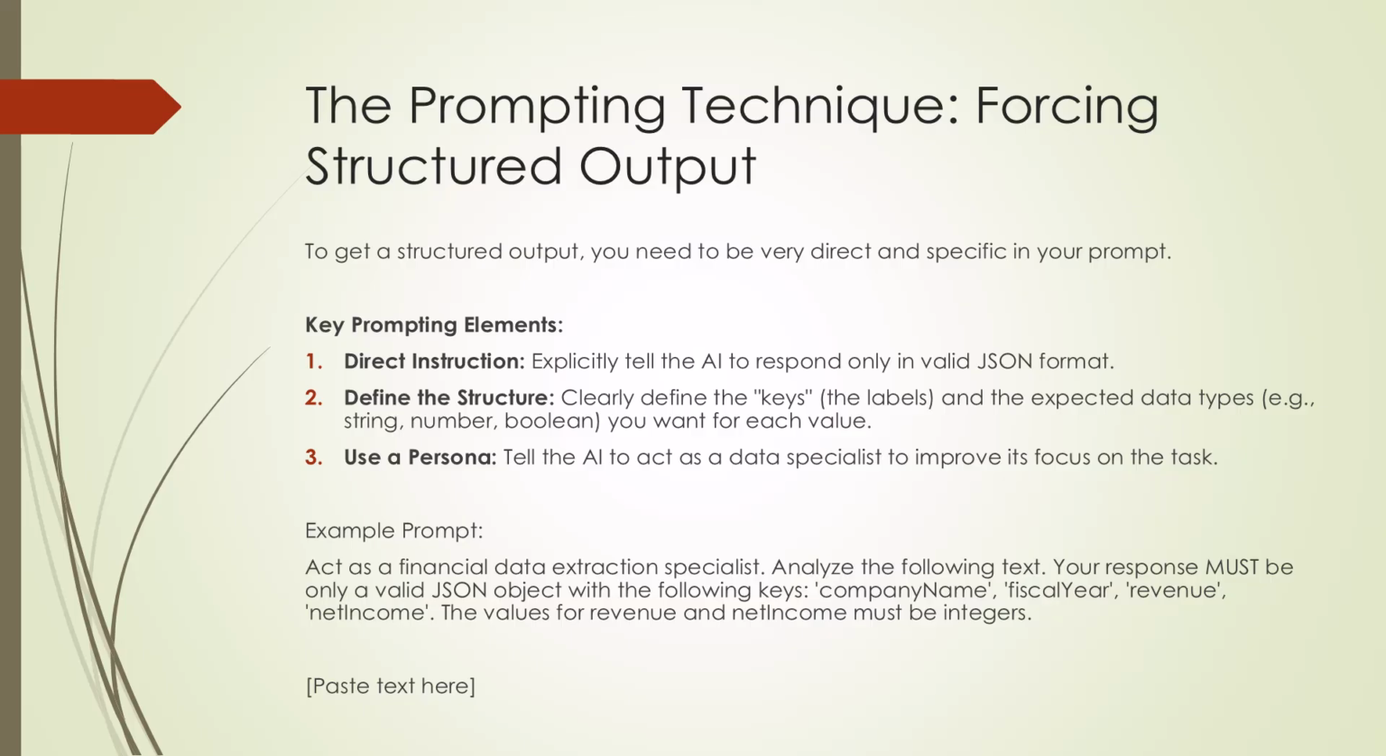First, a direct instruction. You must explicitly tell the AI to respond only in a valid JSON format. Second, you need to define the structure. Clearly define the keys or the labels and the expected data types, like string, number, or Boolean, that you want for each value. And third, it's always a good practice to use a persona, such as telling the AI to act as a data specialist to improve its focus on the task.